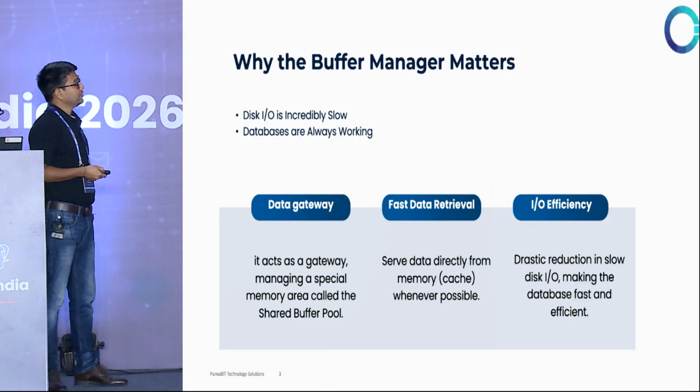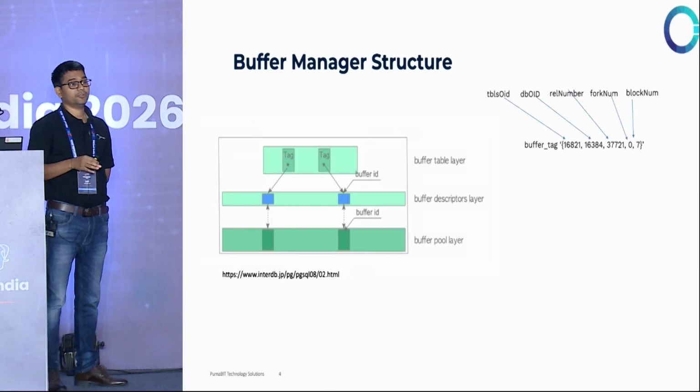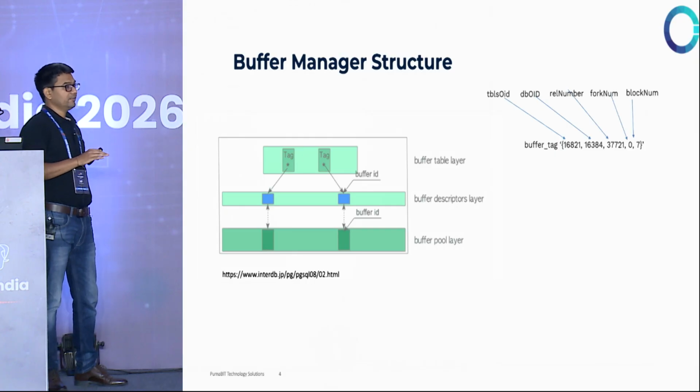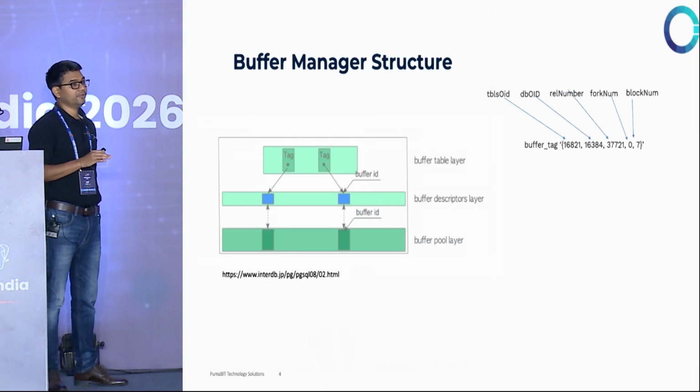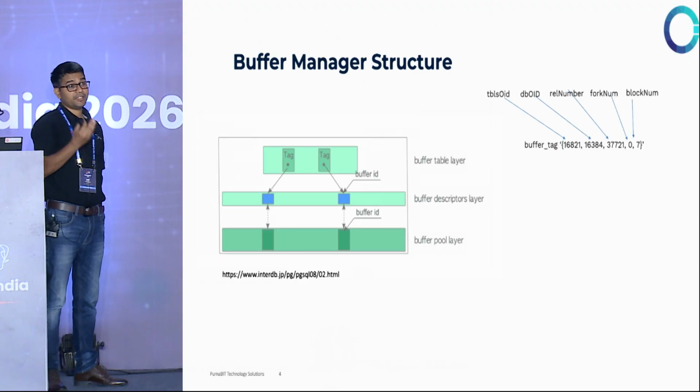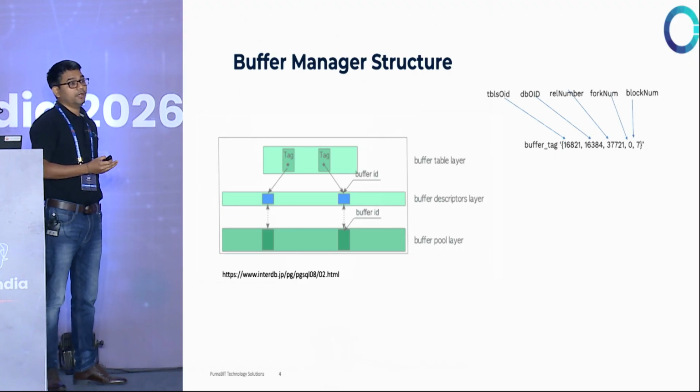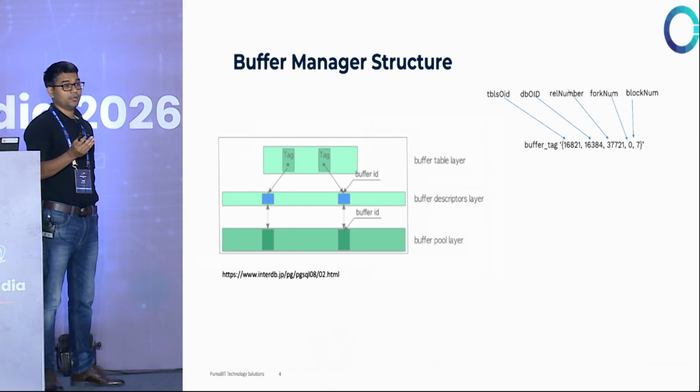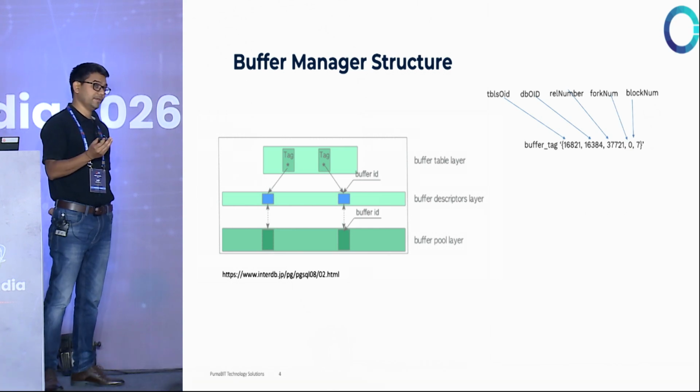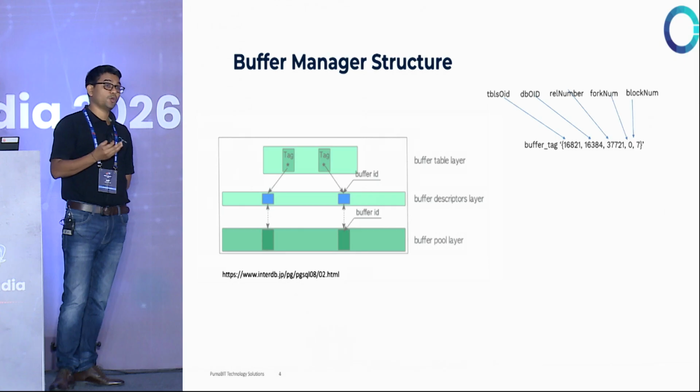Now we'll talk about the structure of the buffer in PostgreSQL. Generally, when we talk about the buffer, we only talk about the shared buffer, but there are more components in it: how pages are loaded, how a particular page is identified in memory, how data is requested, how it is stored, and how the mapping is stored. That kind of internals we are going to learn in this talk.